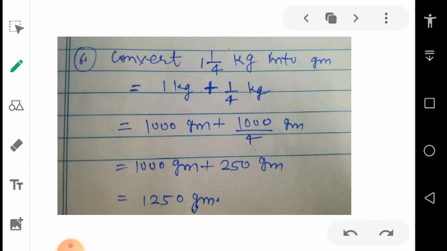Again, there is a kilogram value which is a mixed fraction, so break this mixed fraction, multiply both the values by 1000, and we get the weight as 1250 gram.